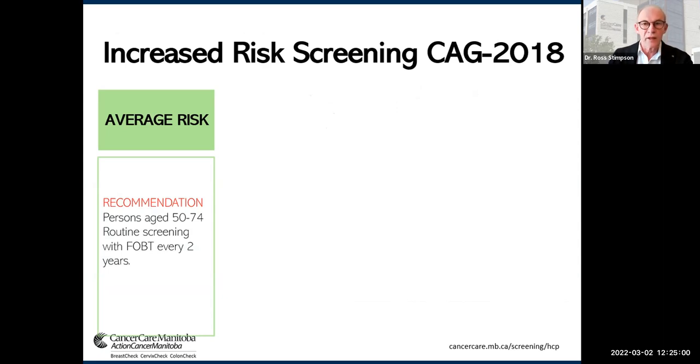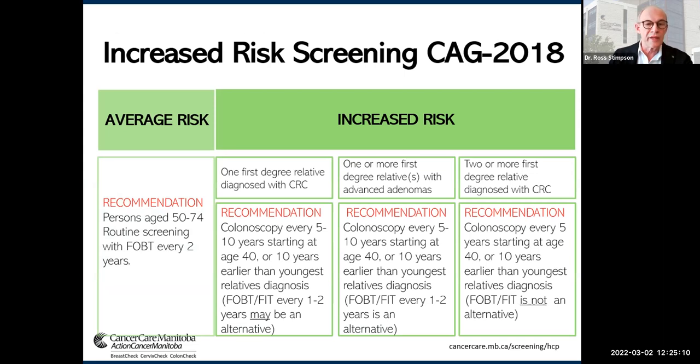So here are the recommendations from CAG, the Canadian Association of Gastroenterology, from 2018. The recommendation for average risk is that individuals undergo screening with fecal occult blood every 2 years. For one first degree relative diagnosed with colorectal cancer, colonoscopy is still the standard recommendation every 5 to 10 years, starting at age 40 or 10 years earlier than the youngest relative's diagnosis.